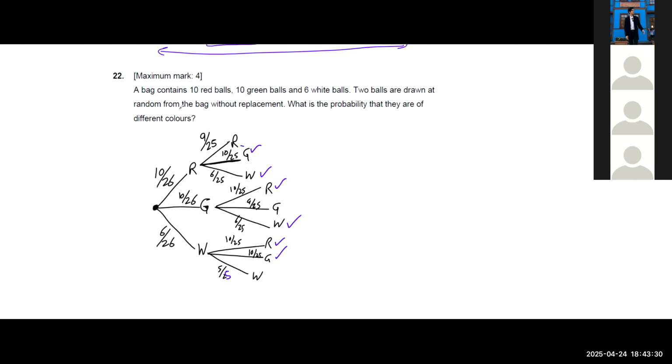There's 6 choices. However, if you are smart like me, what you would do instead is, finding 6 probabilities is a pain. I will instead find the ones that are not different colors, meaning the ones that are the same colors, and I'll do 1 minus that, because there's only 3 of them. So probability of different colors is 1 minus probability of same colors, because they're exact complementary events. They're exact opposites of each other, aren't they? Do you agree with this?